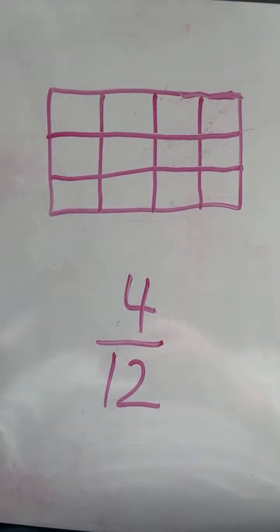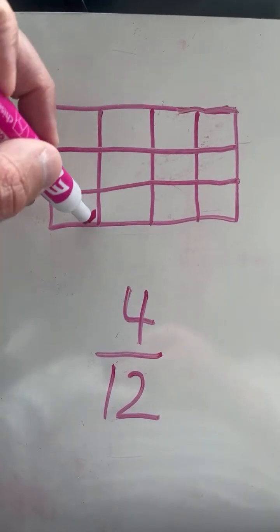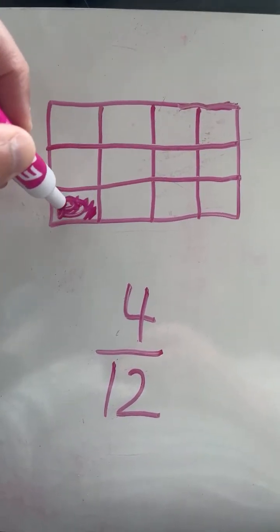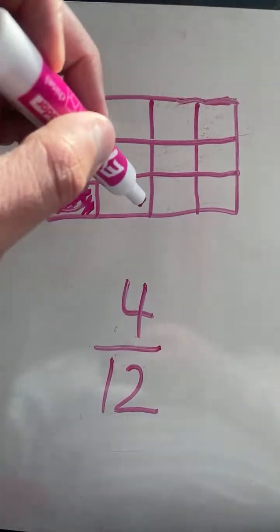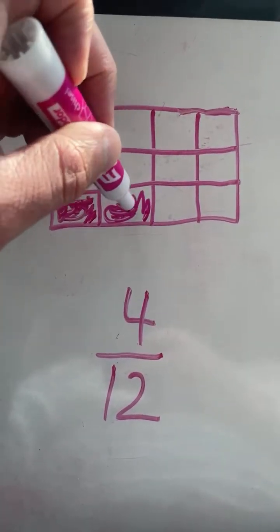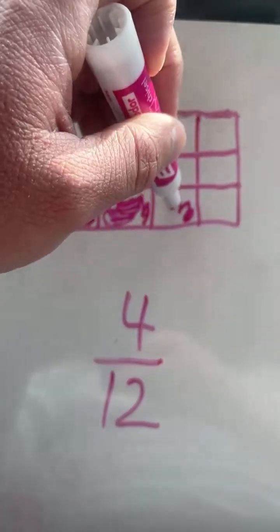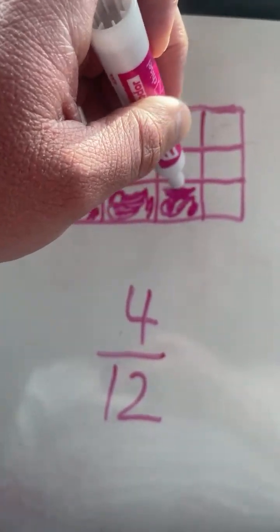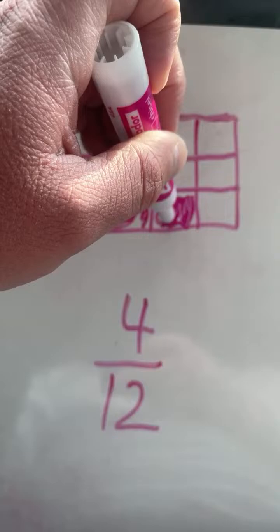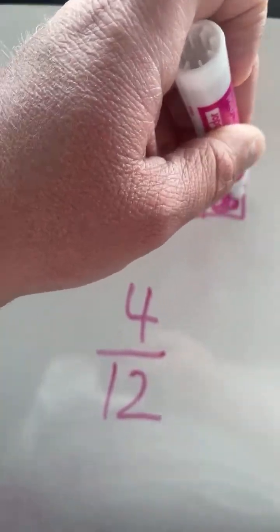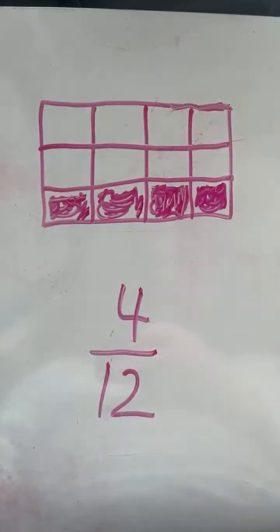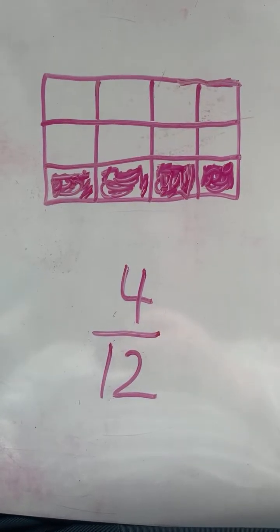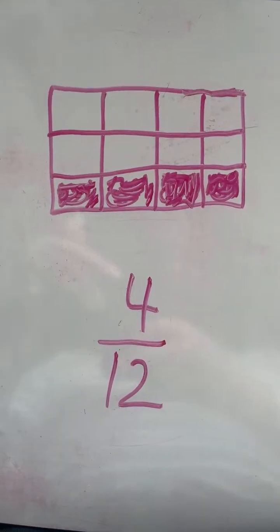And now I have to shade in 4 of those 12 parts. Okay, so that's 1 part shaded, 2 parts shaded, 3 parts shaded, and 4 parts shaded. We have our fraction model representing 4/12.